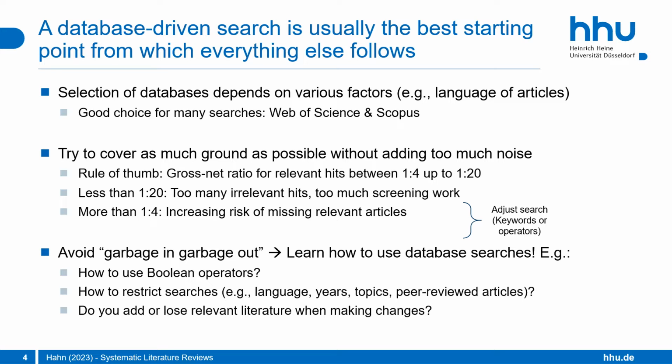However, if the ratio is more than 1 to 4, so if you're looking at 1 to 3, 1 to 2, or as I mentioned earlier, 1 to 1, so that means that each and every hit that you have with your database search is relevant for your final literature review, then there is an increasing risk of missing out relevant articles, because not every author uses the same types of keywords in the title, for example, so that you will miss out relevant articles, and you try to avoid missing out too many relevant articles, because that would be a downside for your literature review actually.